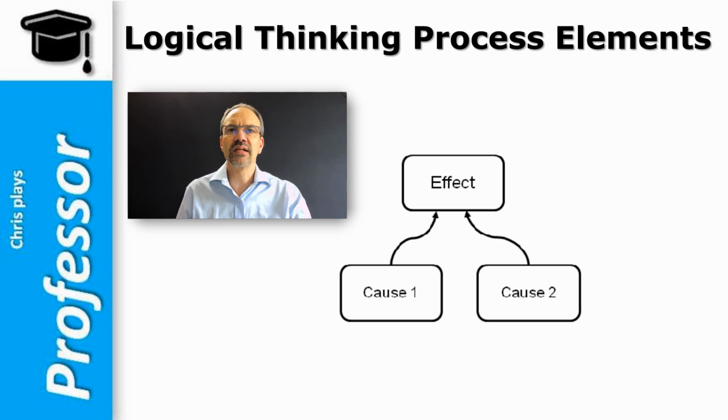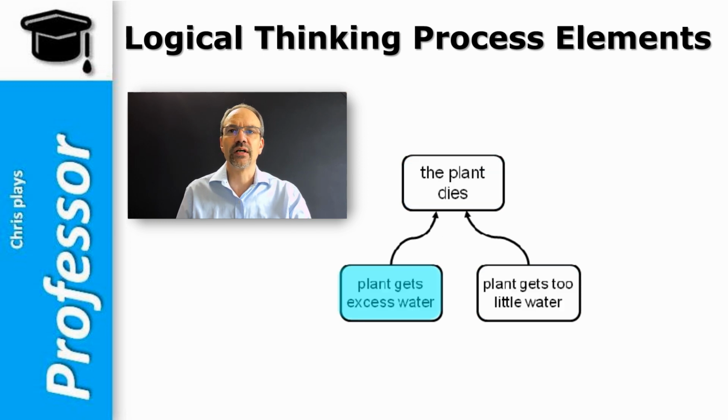When two or more distinct causes can trigger the same effect, they are placed under the effect. In this case, we read, if cause 1 or if cause 2, then effect. If the plant gets excess water, or if the plant gets too little water, then it will die. Either cause is sufficient by itself to cause the effect.